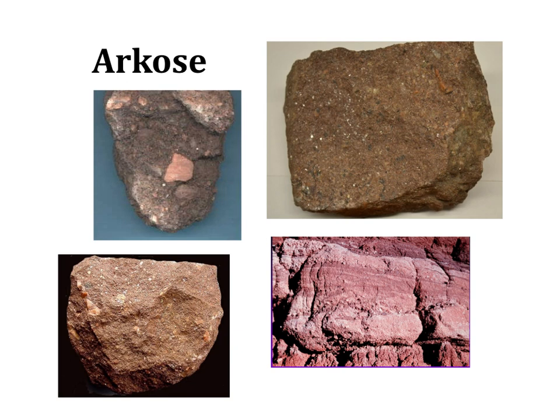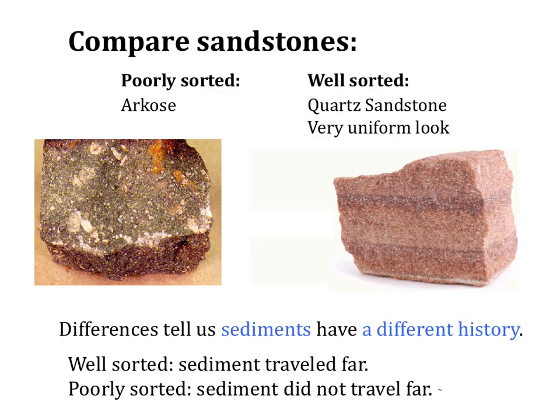Some pictures of Arcos. We've got these pieces of potassium feldspar in these, but you can also just see that it's much less uniform in look. This is comparing the two again, so we have the very uniform look for the quartz sandstone, and this one is the poorly sorted sediment.